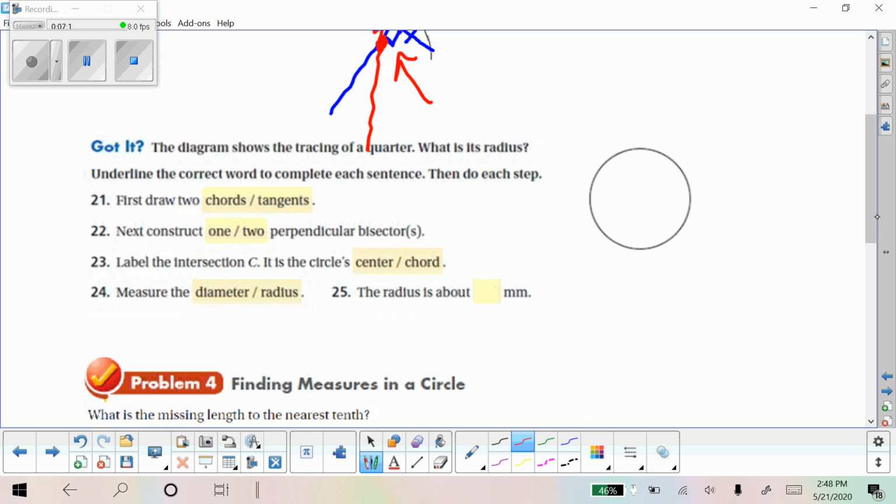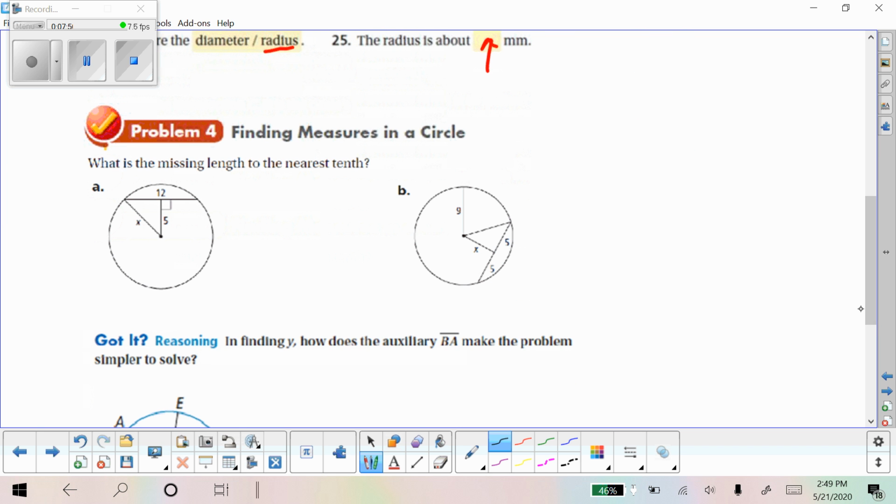All right, go ahead and do this. Got it? See if you got it. All right, so I'm just going to go through that, and I'm not going to really measure that, but let's say we draw one chord, draw the perpendicular bisector, draw another chord, draw its perpendicular bisector, and where those two perpendicular bisectors meet is the center, and then you can measure the radius from that.